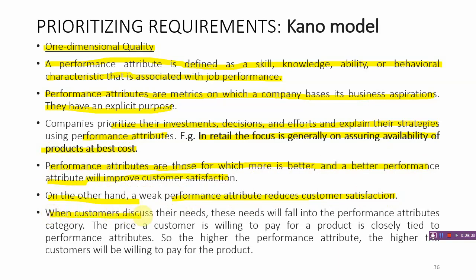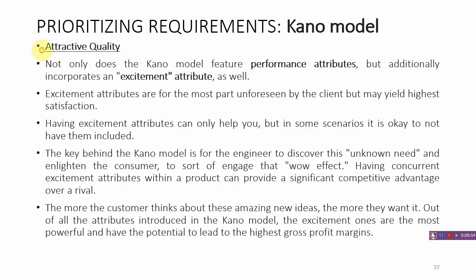When customers discuss their needs, these needs will fall into the performance attributes category. The price a customer is willing to pay for the product is closely tied to performance attributes. So, the higher the performance attribute, the more customers will be willing to pay for the product. Another quality attribute is the attractive quality attribute.